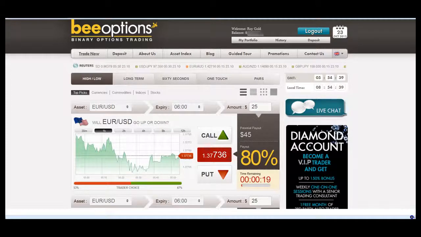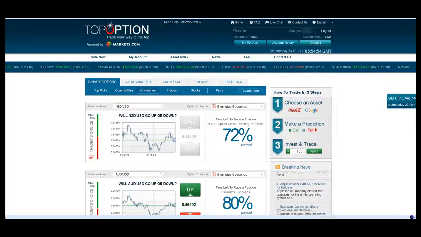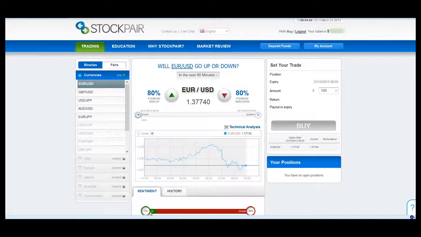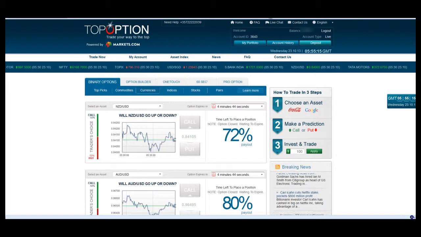As most of you might have noticed, almost all binary options providers nowadays provide something called a trader's choice, or the sentiment, if it's up or down. So basically, the broker is trying to tell you what type of trades the other traders are currently putting in for this particular asset.